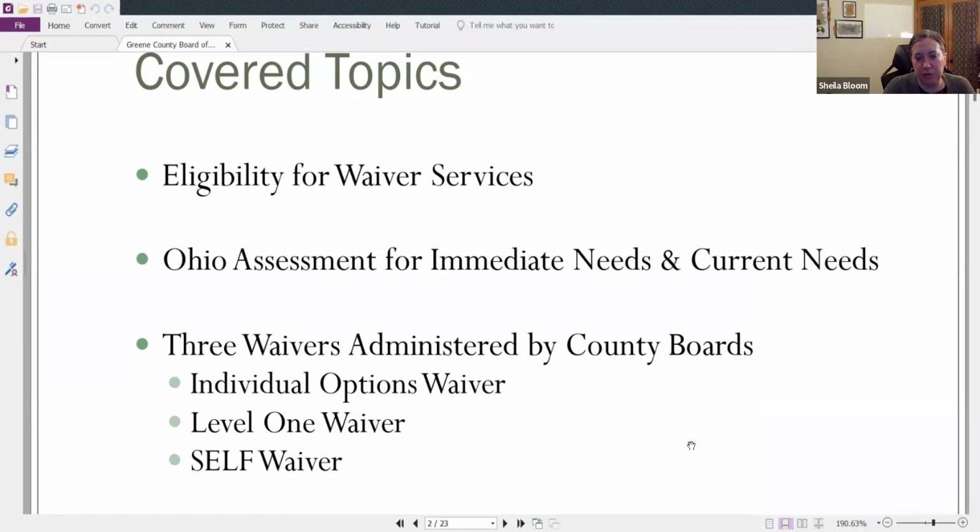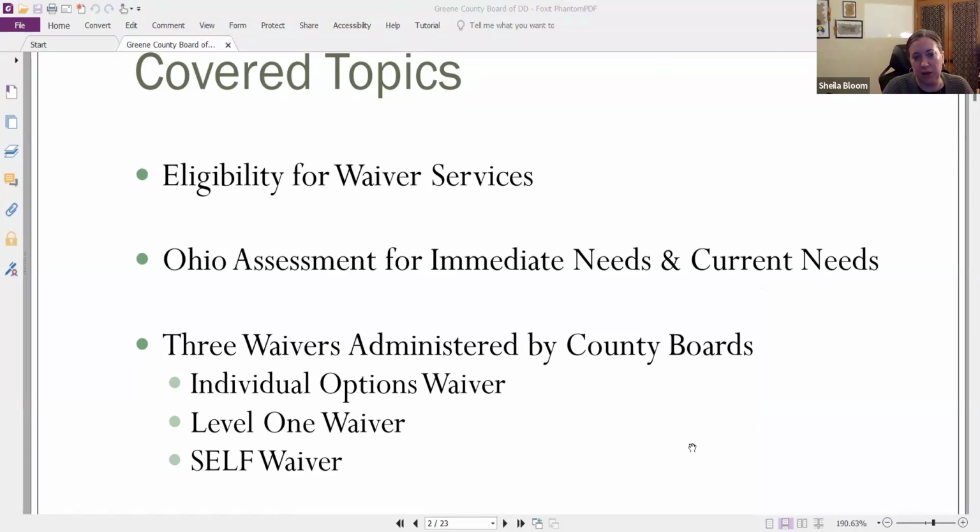And then we'll just talk a little bit about the three different waivers administered by the county board: the individual options waiver, the level one waiver, and the self waiver. So if you want to hit the next slide, please.